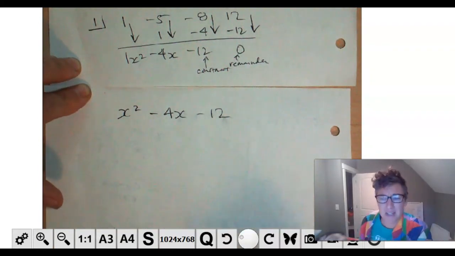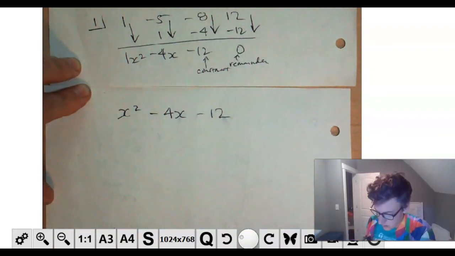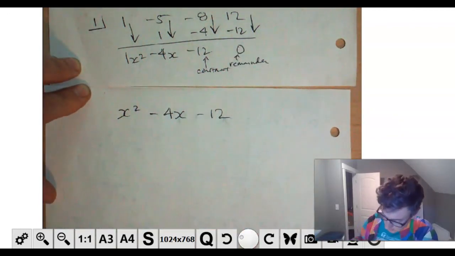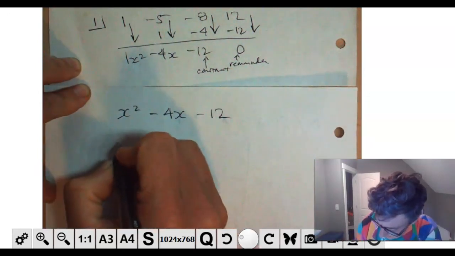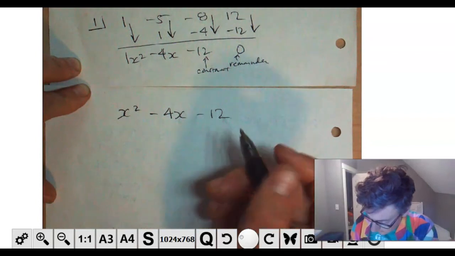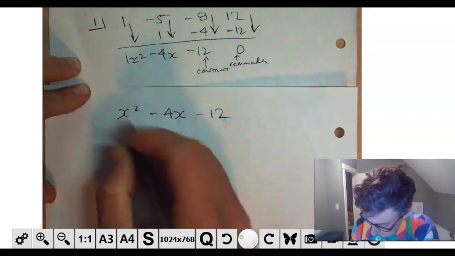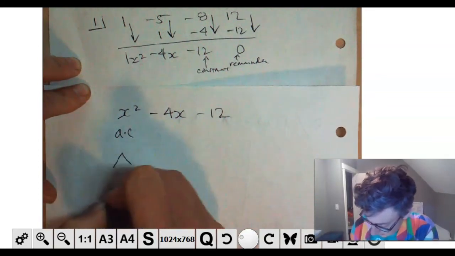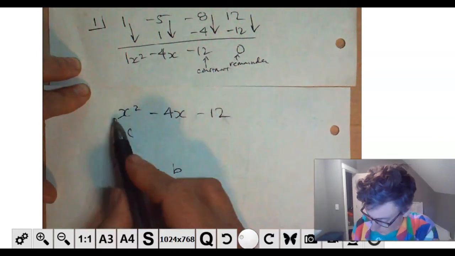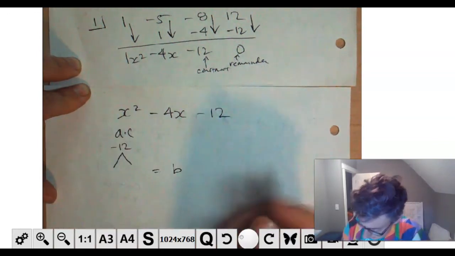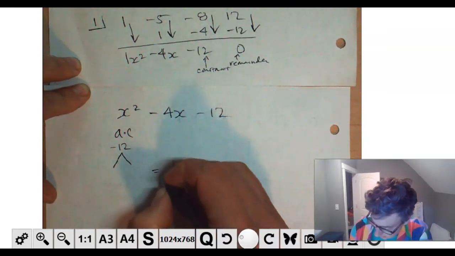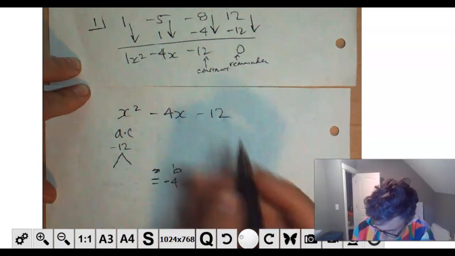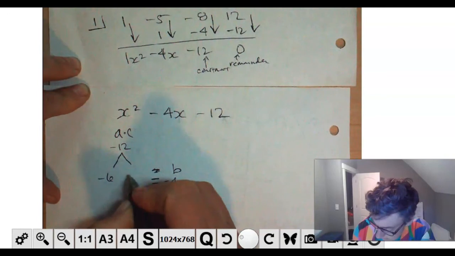And we're supposed to be finding the zeros, right? Which means we're going to factor this. So we could use our ACB tree to factor this, right? A times C, and we want them to add up to equal B. A times C, 1 times negative 12 is negative 12. B should be negative 4. Which two numbers multiply to negative 12 and add to negative 4? You are correct. It is, in fact, negative 6 and 2.